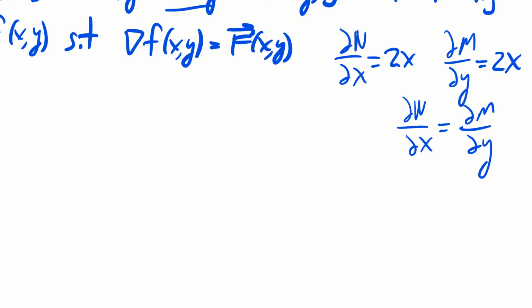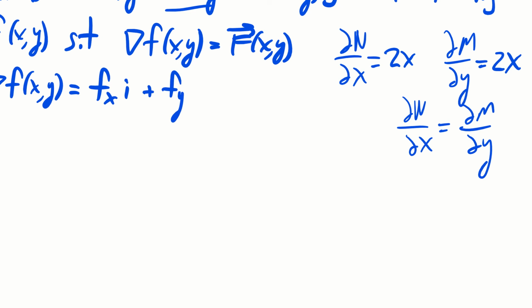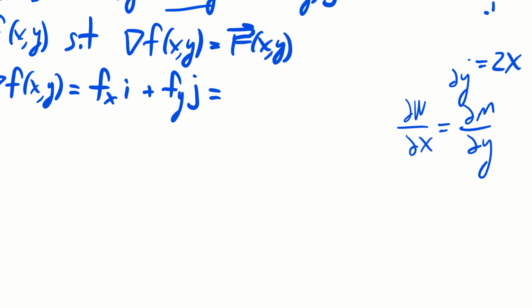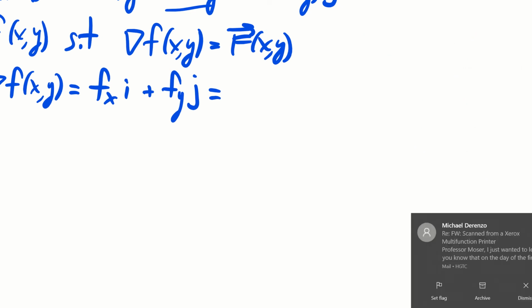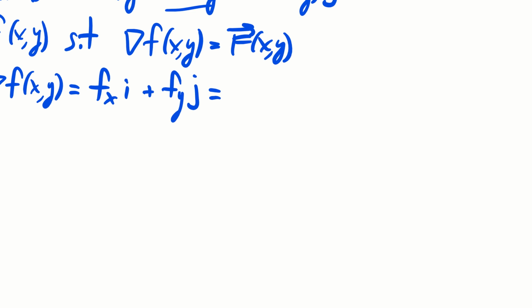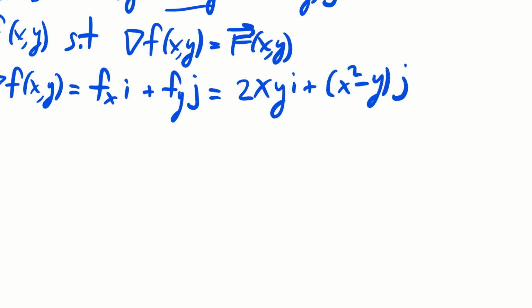So let's think about this for a minute. So what is del f of x comma y? Well, that's the partial of little f with respect to x i plus the partial of f with respect to y j. We want this to be equal to F, which is equal to 2xy i plus (x squared minus y) j.